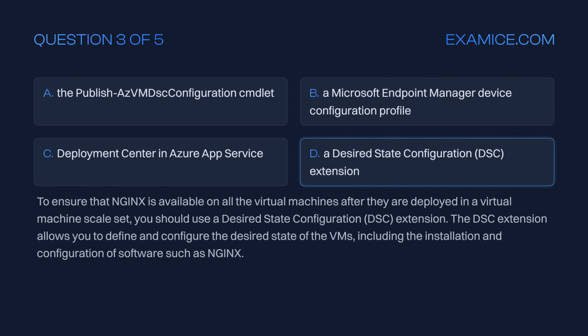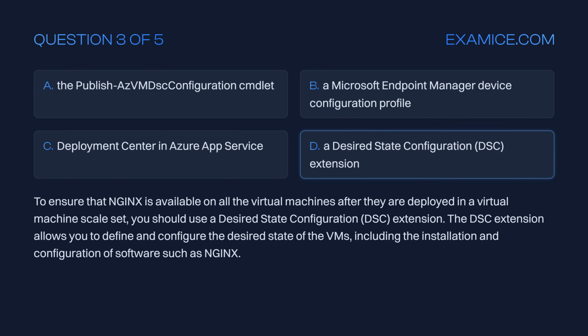The answer is option D. To ensure that NGINX is available on all the virtual machines after they are deployed in a virtual machine scale set, you should use a Desired State Configuration extension. The DSC extension allows you to define and configure the desired state of the VMs, including the installation and configuration of software such as NGINX.